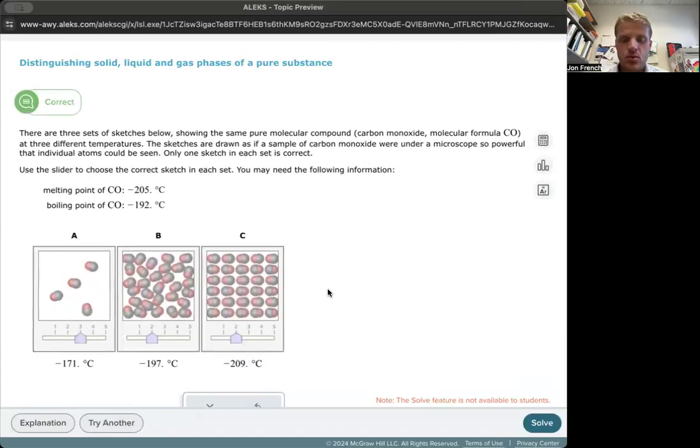All right, and we're good. So that's what to look for to distinguish each of those three phases.